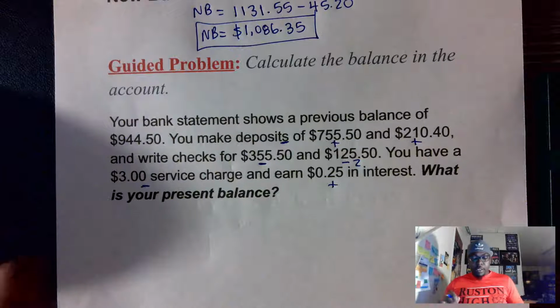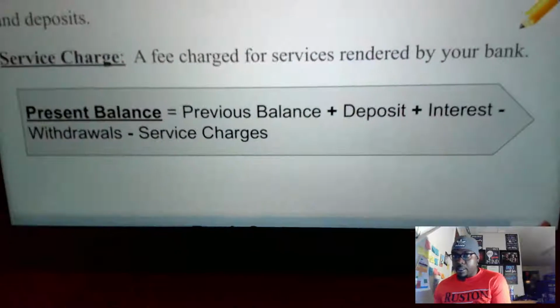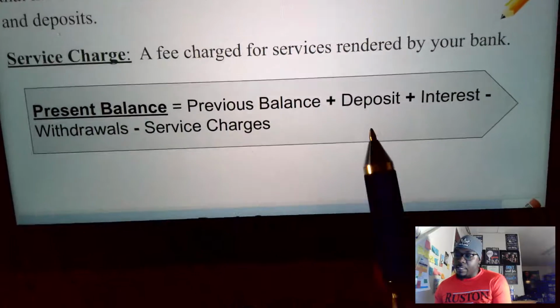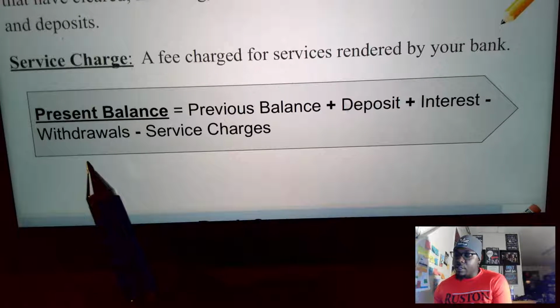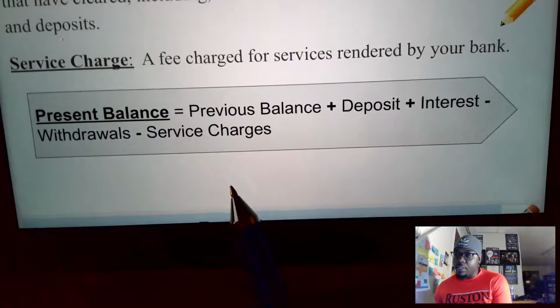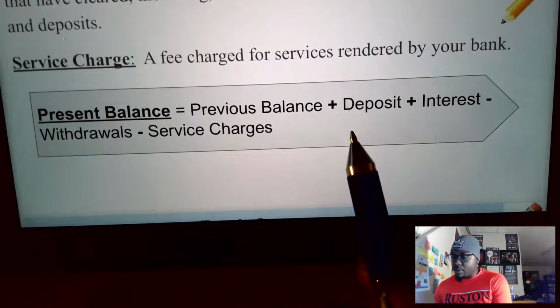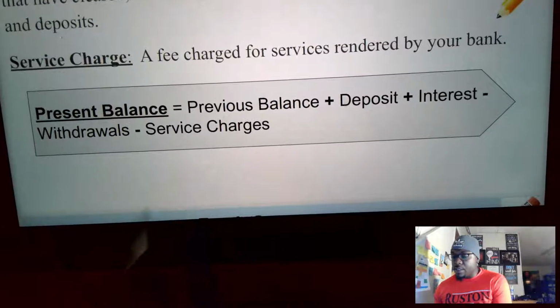All right, for this formula, here we're going to use the present balance. My present balance is equal to my previous balance plus deposit plus interest minus withdrawals minus service charge. All right, so again, previous balance plus deposit plus interest minus withdrawals minus service charge.